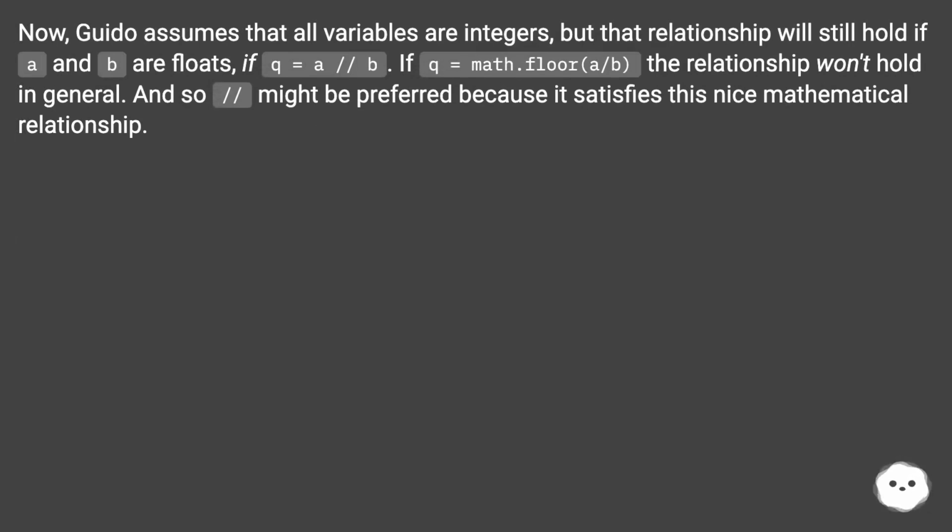if Q equals A//B. If Q equals math.floor(A/B), the relationship won't hold in general. And so // might be preferred because it satisfies this nice mathematical relationship.